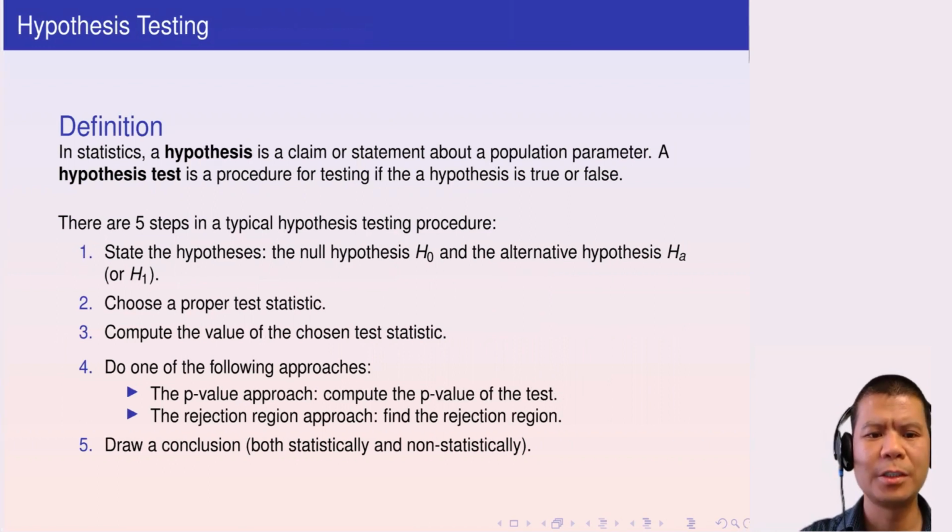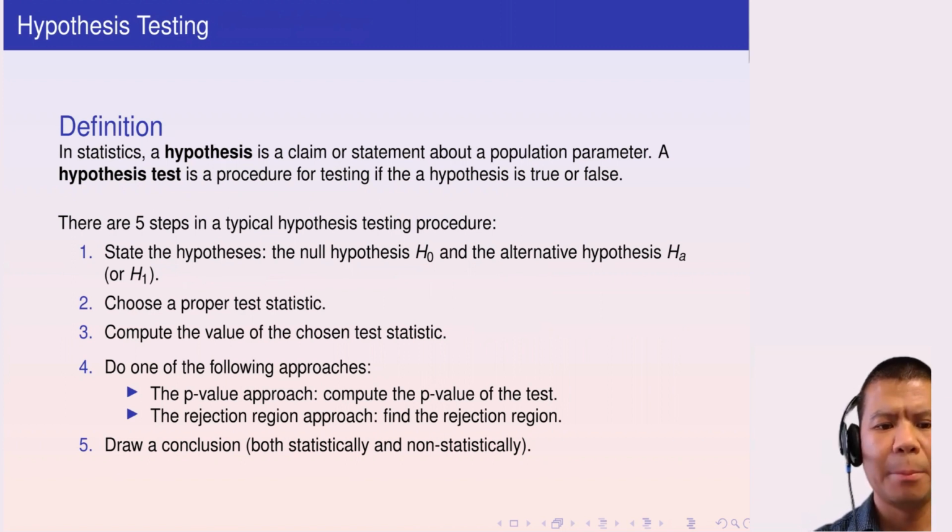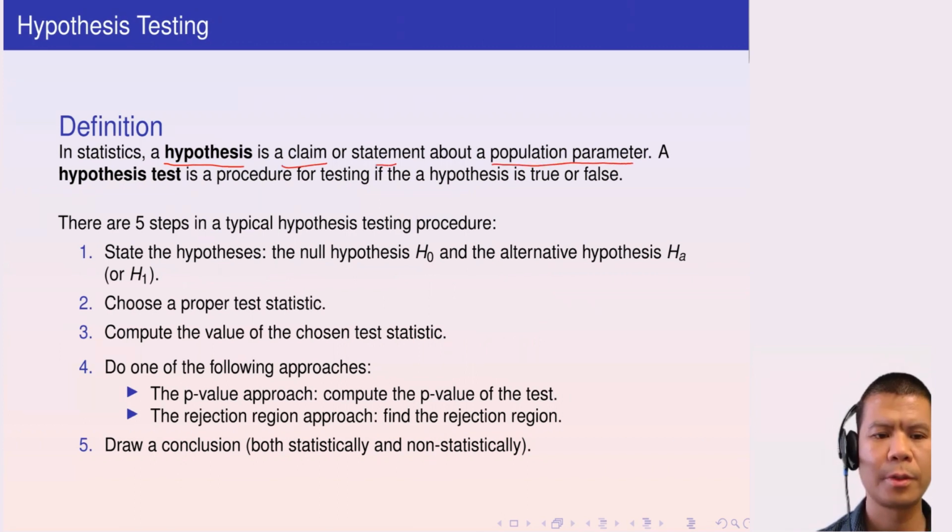Firstly, let's consider this definition. In statistics, a hypothesis is a claim or statement about a population parameter. A hypothesis test is a procedure for testing if a hypothesis is true or false.